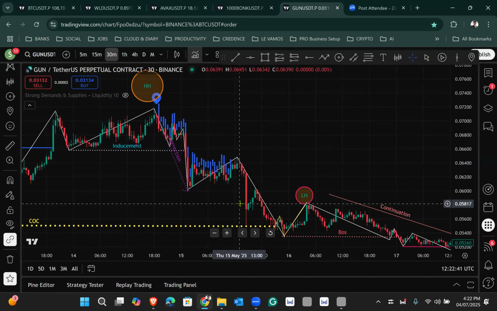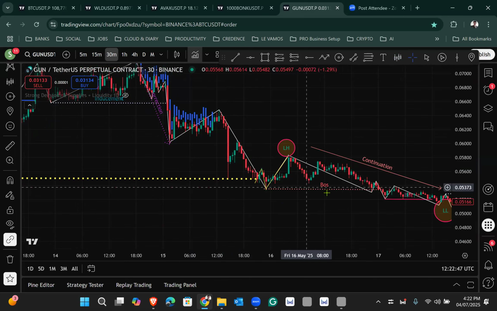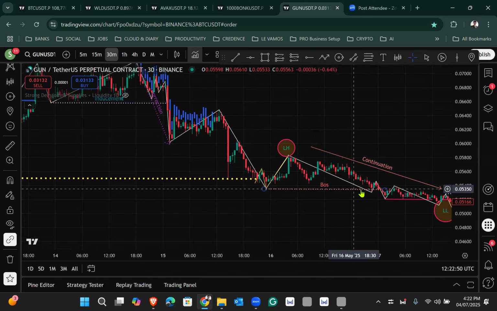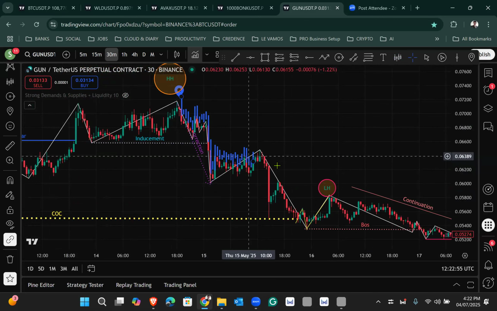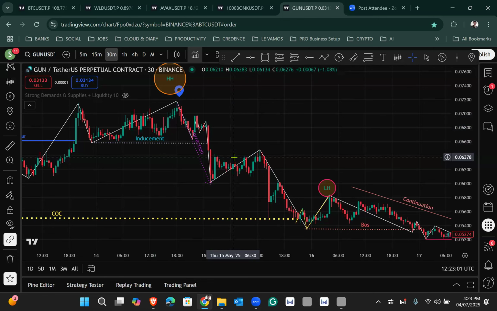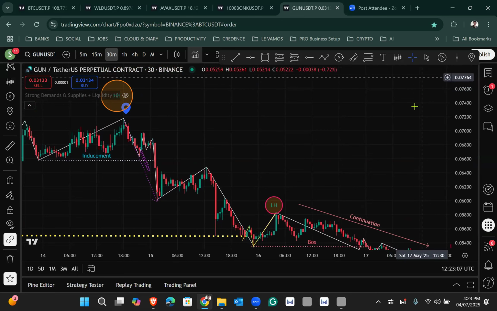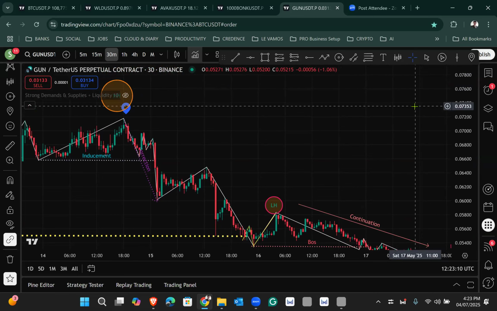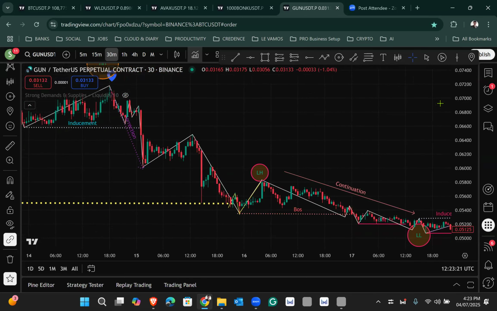So correction. Until it breaks, until it forms a change of character, and until it crosses the breakout structure, we can consider this a correction, right? Yes. And that is why we always need to wait for the break of structure to happen before we conclude.